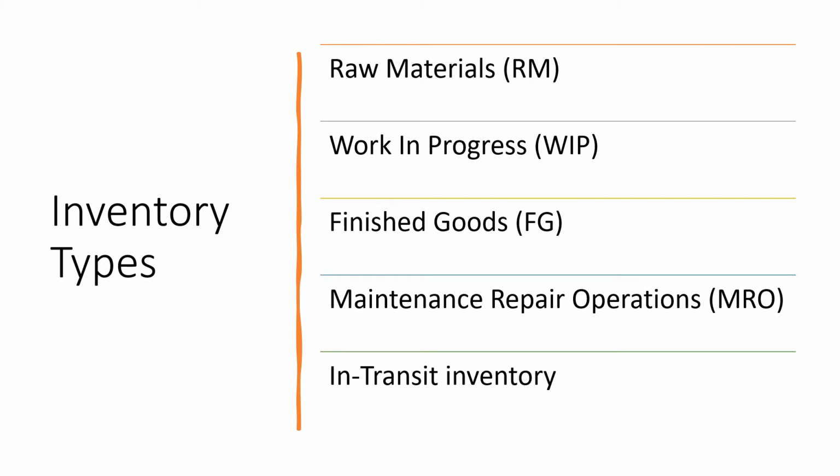MRO, maintenance, repair, and operations, is an inventory type which includes spare parts, lubricants, hand tools, and cleaning supplies that are needed to maintain the production but are not in the final product per se. So they are not direct materials that go into the product, but they are important in supporting the production activity. Let's talk about in-transit inventory. It is the inventory that is in the transportation and distribution network. This could be any of the types: raw material, work in progress, or finished good. It's just the inventory that is in the network.